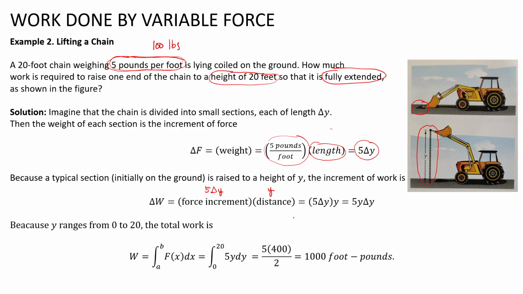So it's a bit confusing, no? It's something you need to stare at a couple of times so that you can understand it. So delta W is equal to 5y delta y.